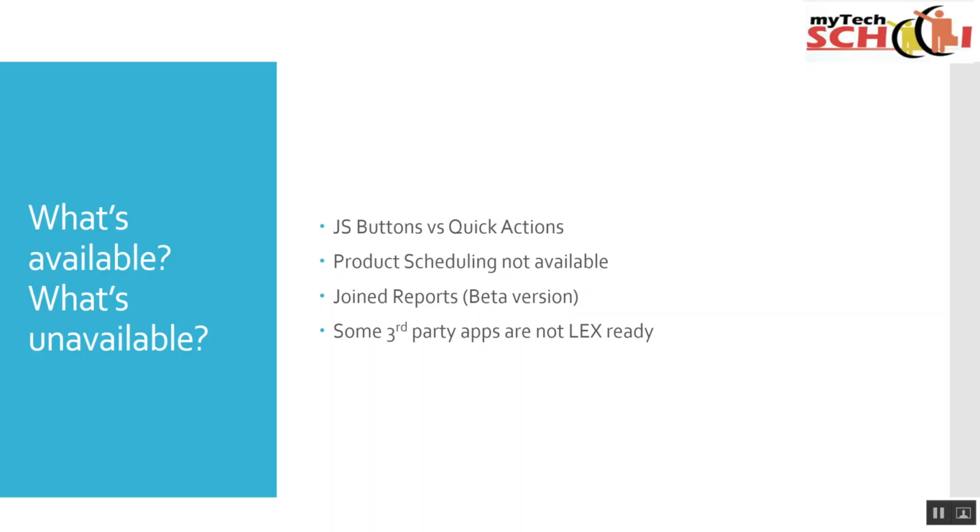At that point, you might need a developer. You might need someone that knows Salesforce best practices to help you do that. Product scheduling is not available in Lightning as of right now, but I'm sure they will be introducing that very soon. Joint report was not available until last release. Last release, they introduced a beta version of joint reports, so it will definitely be improved upon in future releases. But again, that's just something to call out, where it was not available.